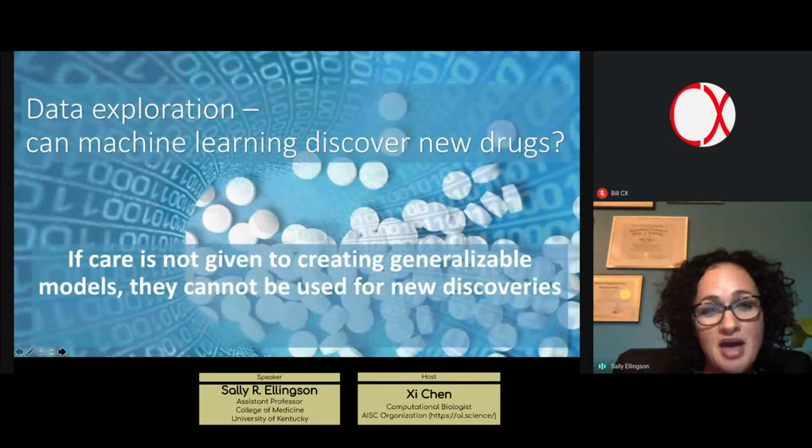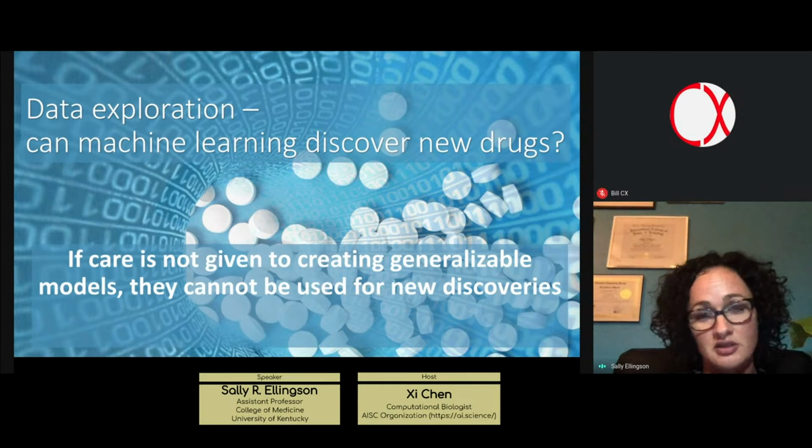And so to get back to the original question of the presentation, can machine learning discover new drugs? The takeaway from this is that if care is not given to creating generalizable models and looking at the data that goes in them, they're never going to be able to be used for new discoveries. So I think that there's still a lot of unlocked potential, but we have to take care to look at the data and think about whether or not they can be generalizable, and not just do a study of any application in machine learning.